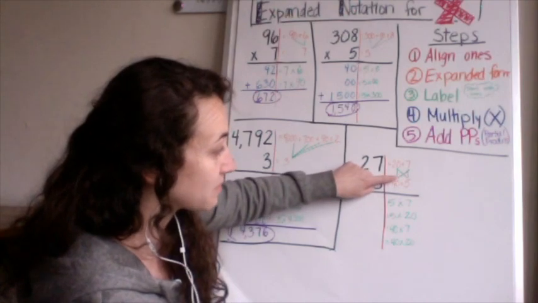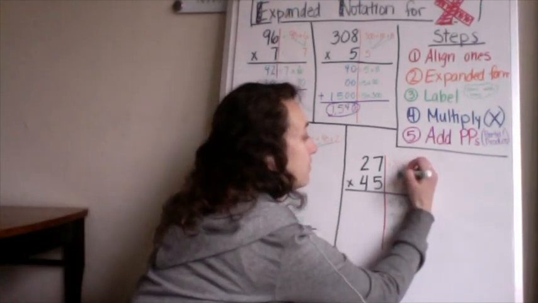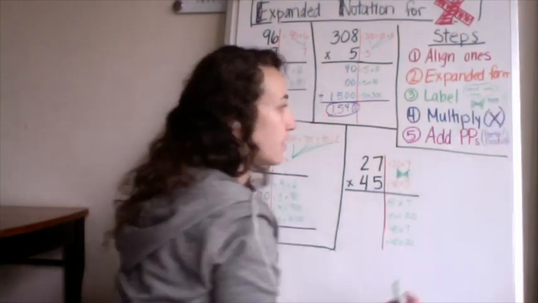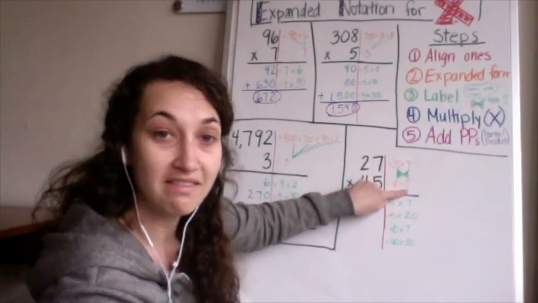And I know that I multiplied them all because I see this nice little bow tie. So when we're labeling, make sure you're looking for the bow tie. This is how we know that we've gotten all of the multiplication that we need.